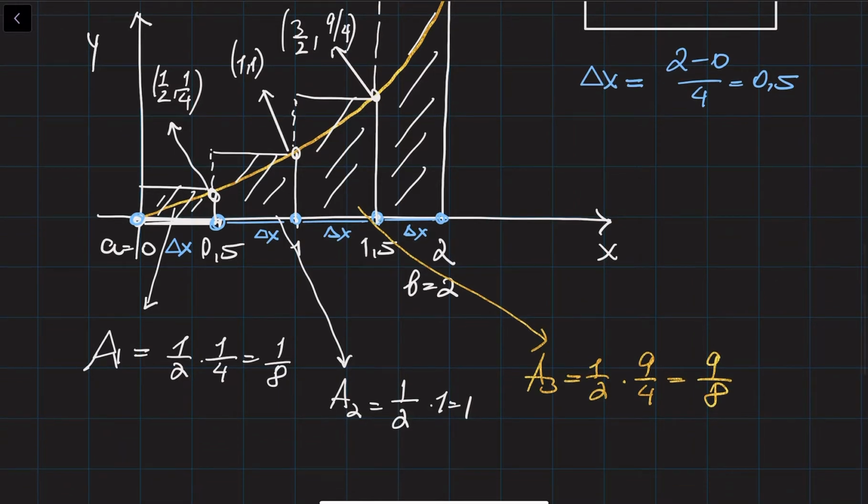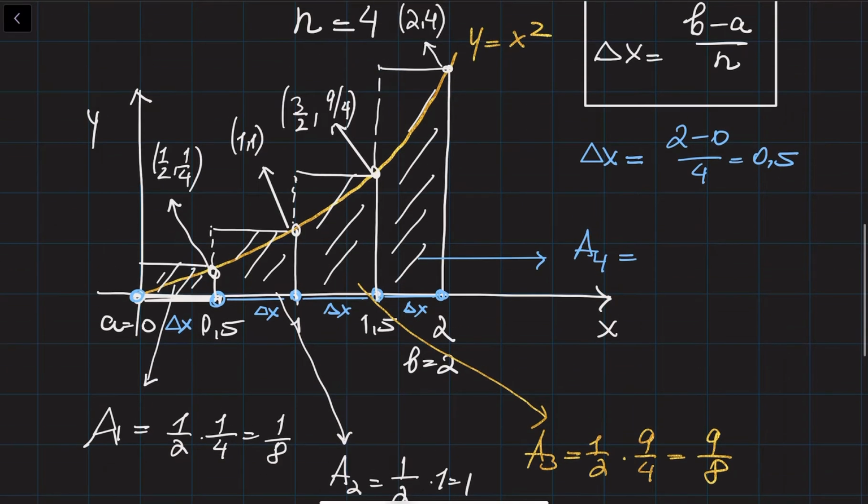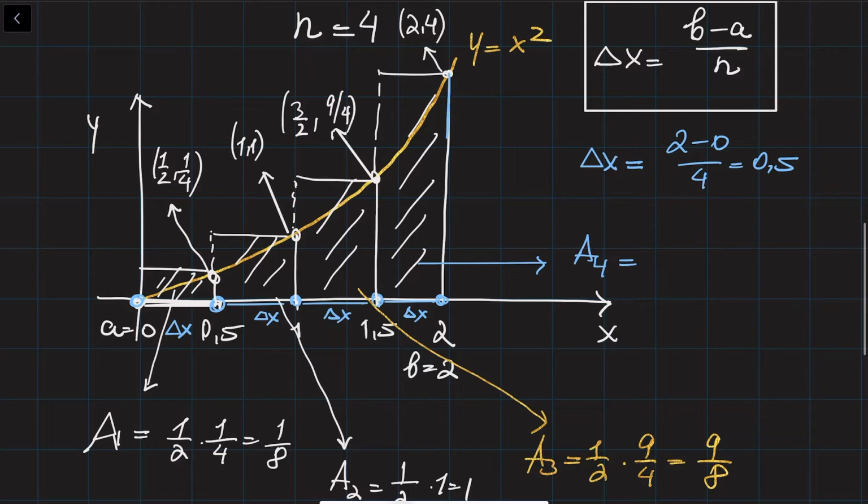And the area of the last rectangle is going to be equal to A4, which is equal to the height. So the height of all of these rectangles, please note, is f of x. So here, if x is equal to 2, f of x is equal to 4, then the height of the rectangle is equal to 4, which is the value of the function. So it's going to be equal to 4 times 1 over 2, which is simply 2.